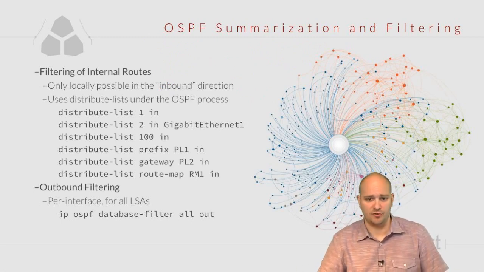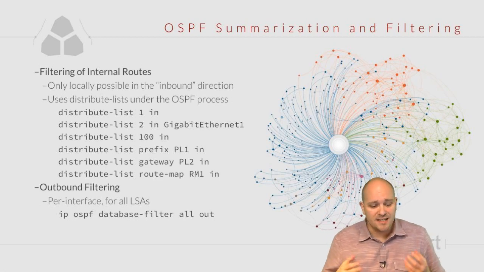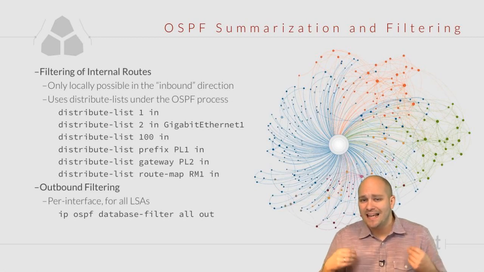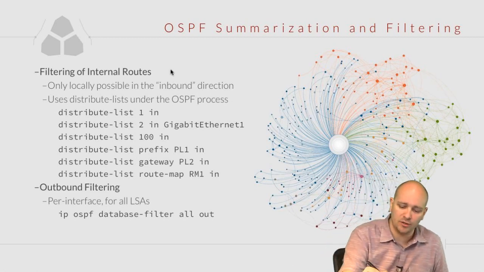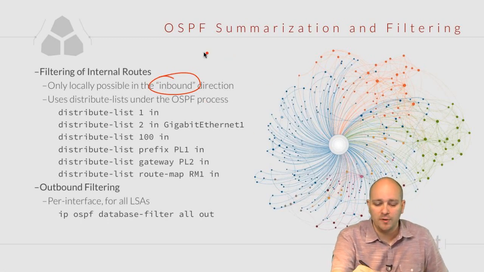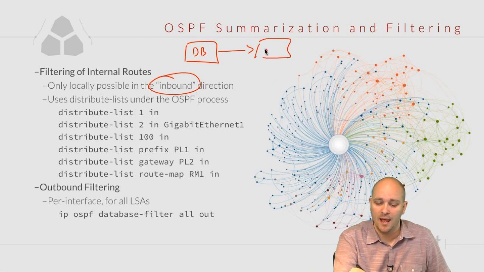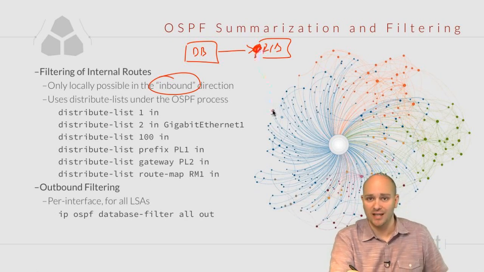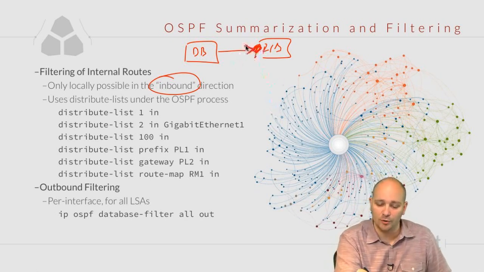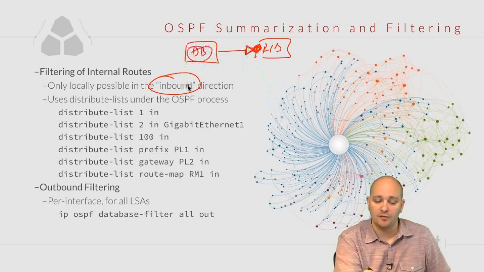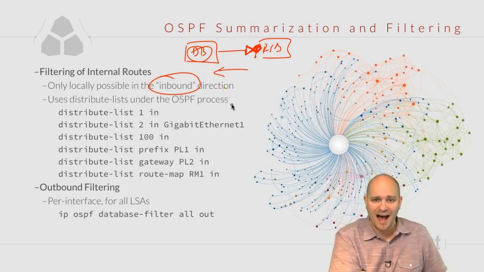So this local filtering infrastructure is used to filter the internal routes. And it is possible only in the inbound direction. And I put inbound here under quotes because what we are really talking about here is the filtering between the database and the routing table. When you are performing the filtering, you have to be thinking that you are implementing the filter here. So we can filter as the prefixes are arriving from the database to the routing table. We cannot implement any sort of outbound filtering with this infrastructure.